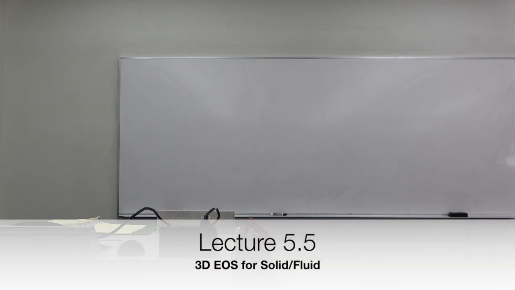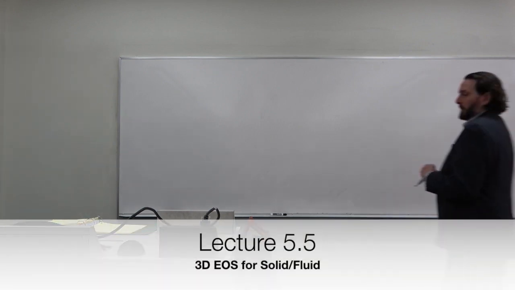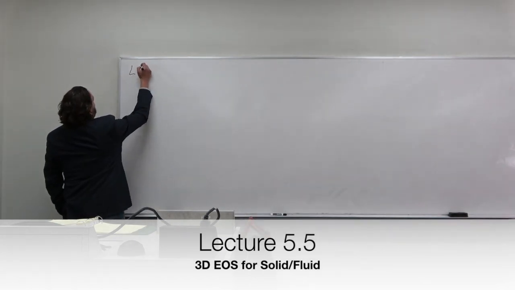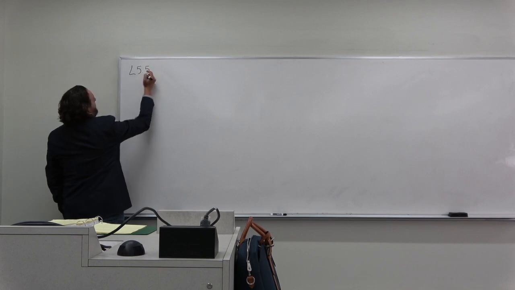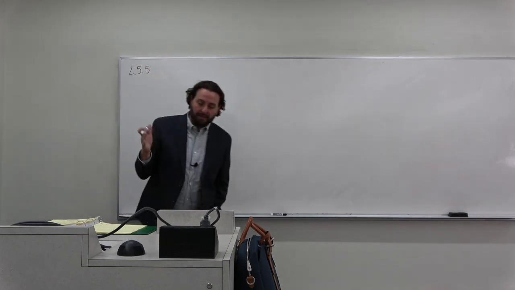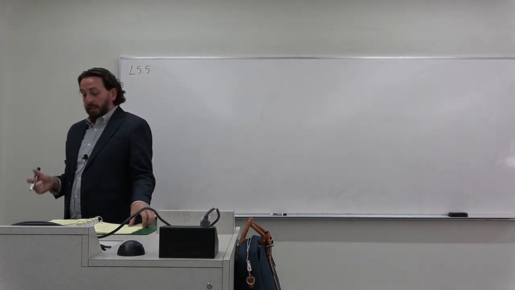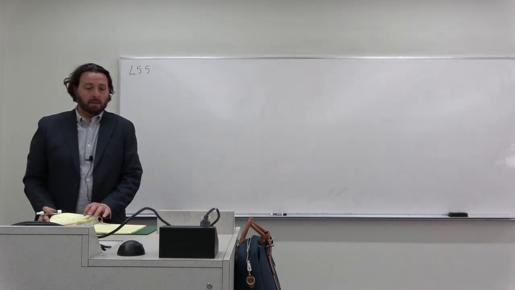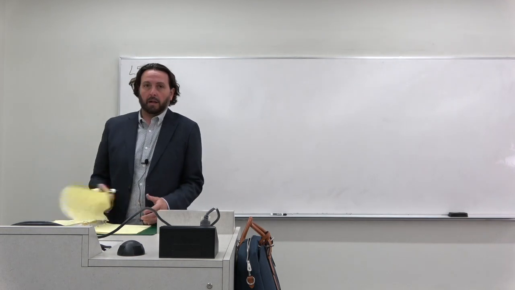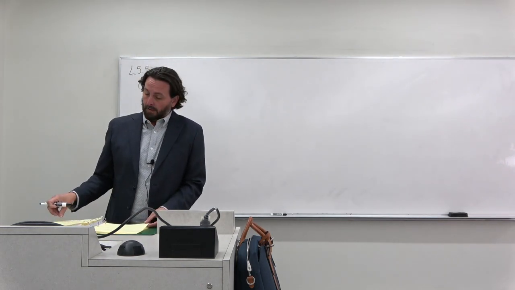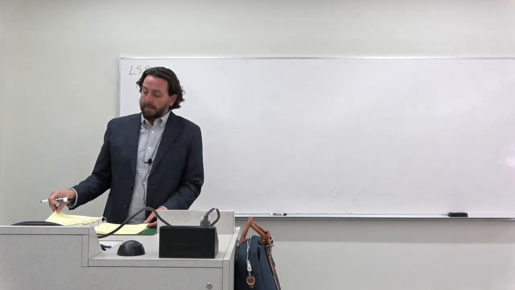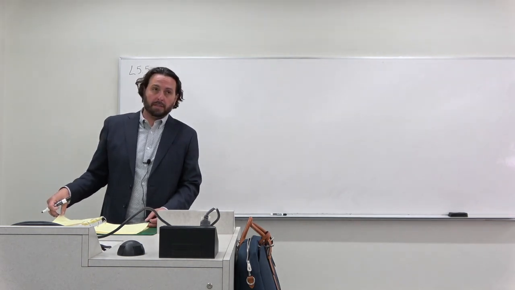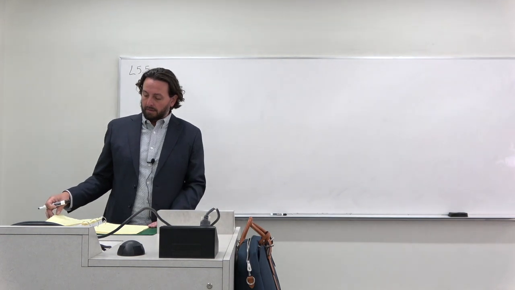Welcome back to lecture 5.5, where we have just finished discussing the three-dimensional coefficient of thermal expansion, and then we discussed the three-dimensional bulk modulus, and the isothermal compressibility, which is 1 over the bulk modulus.